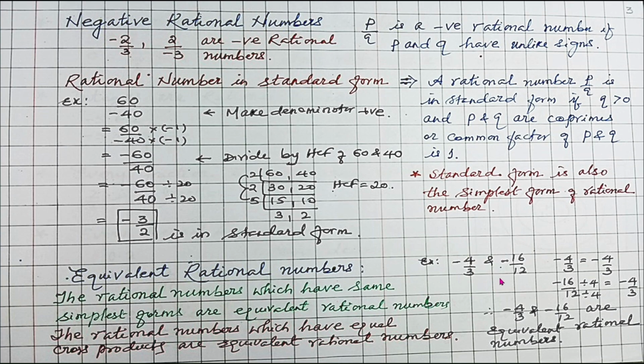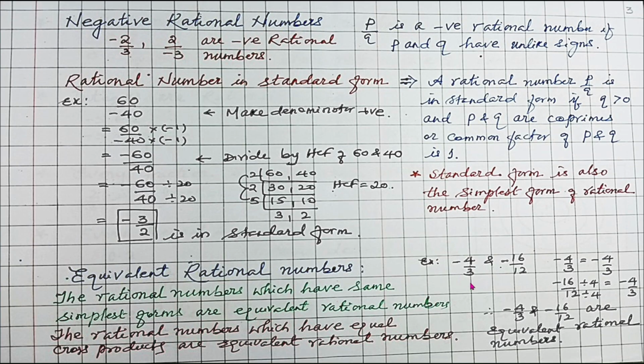Minus 4 by 3 and minus 16 by 12 are two rational numbers. The simplest form of minus 4 by 3 is minus 4 by 3 only, whereas the simplest form of minus 16 by 12 is obtained by dividing the numerator and denominator, that is p and q, by their HCF, that is 4, and we get minus 4 by 3. If we observe, minus 4 by 3 is minus 4 by 3, and minus 16 by 12 is also minus 4 by 3. Therefore minus 4 by 3 and minus 16 by 12 are equivalent rational numbers.